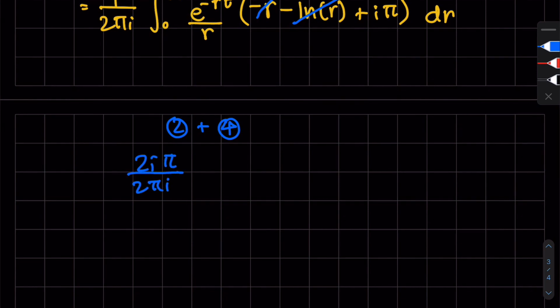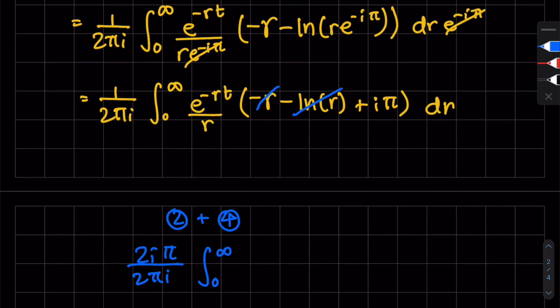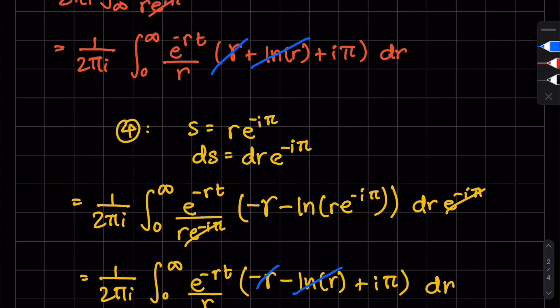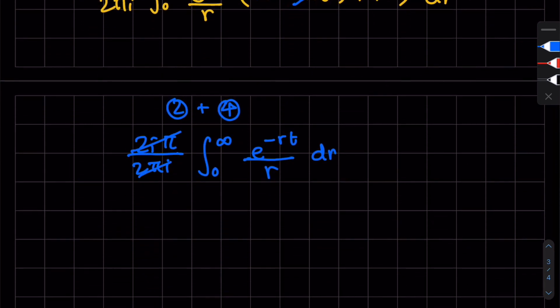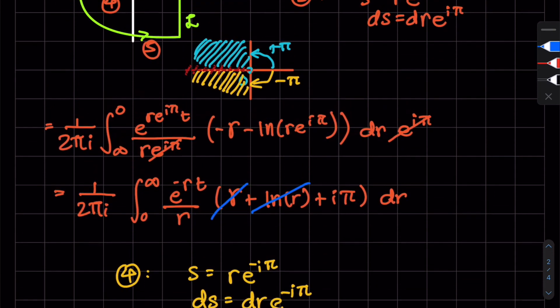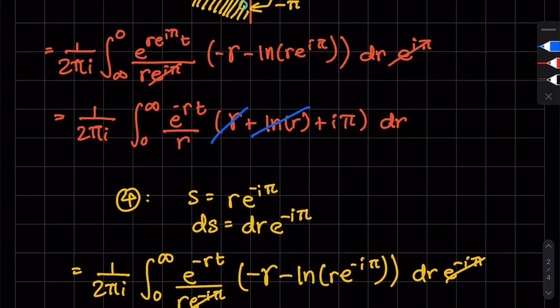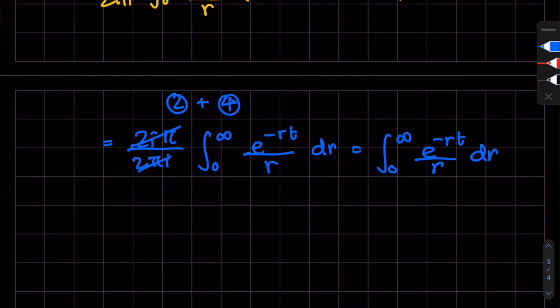divided by 2 pi I, integral from 0 to infinity of everything else is the same, e to the minus rt over r dr, I believe. Yes, this becomes 1, integral from 0 to infinity e to the minus rt over r dr. Well, now in the conventional sense this is diverging, but don't worry, we have segment 3 to worry about, which should eradicate the divergence issues in the asymptotic limit at least.